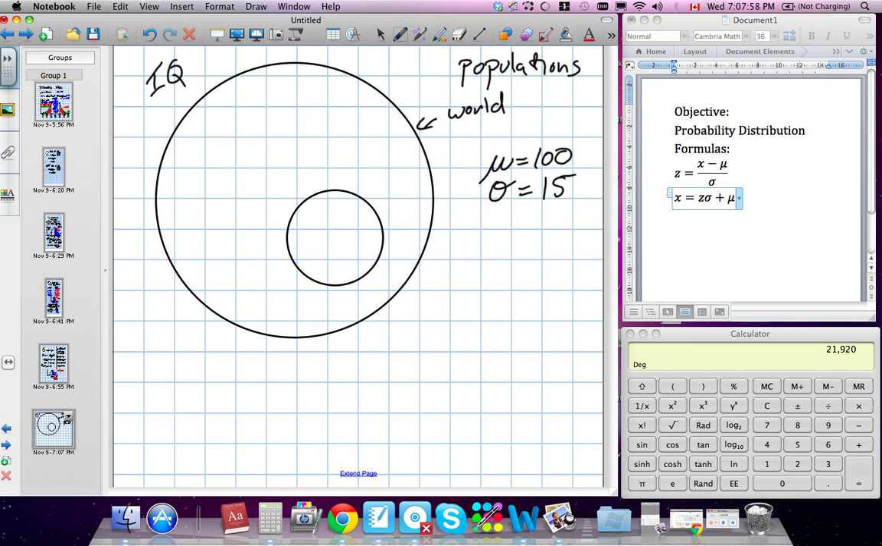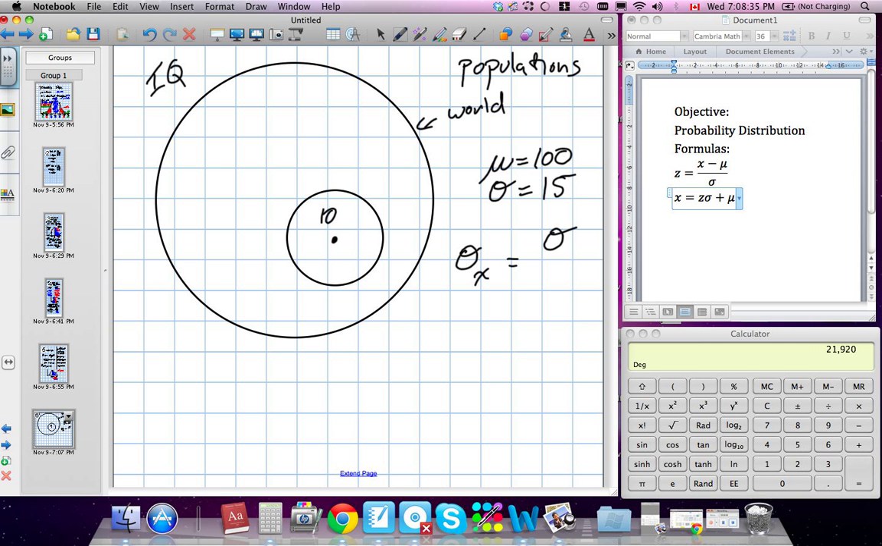Okay, so the next chapter is kind of dealing with populations. What they're saying here is they use the example of an IQ test. Let's pretend that this circle represents the entire world. Everybody in the world's IQ falls under this. Everybody's IQ is in there. We have a mean IQ of 100 and a standard deviation of 15 units from there. So everybody in the world falls under these requirements, essentially.